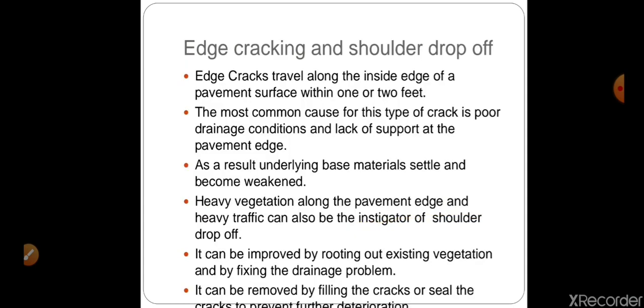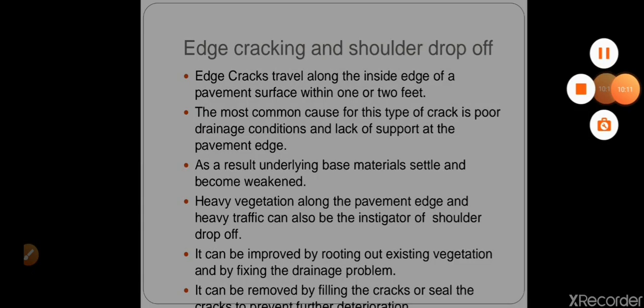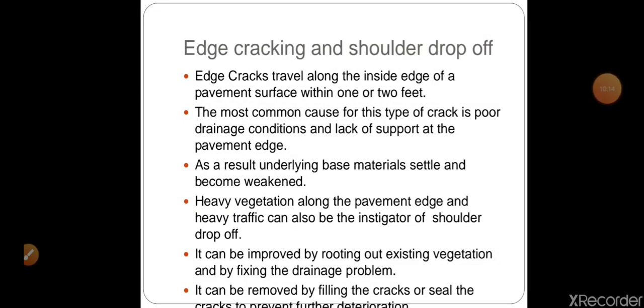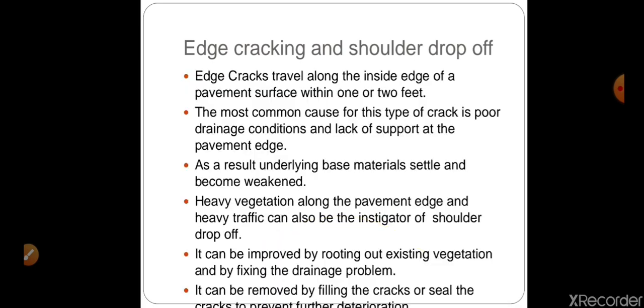Next, edge cracking and the shoulder drop off. Here the edge cracks travel along the inside edge of the pavement surface within 1 or 2 feet. Here you can see these are the edge cracks. This kind you can most often find in Indian road scenarios also. The most common cause for this type of crack is poor drainage conditions and lack of support at the pavement edge. No confinement available here.